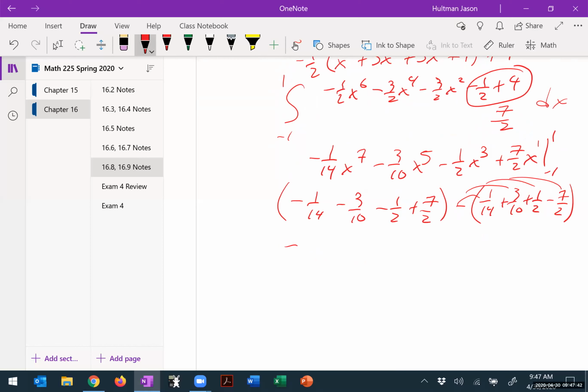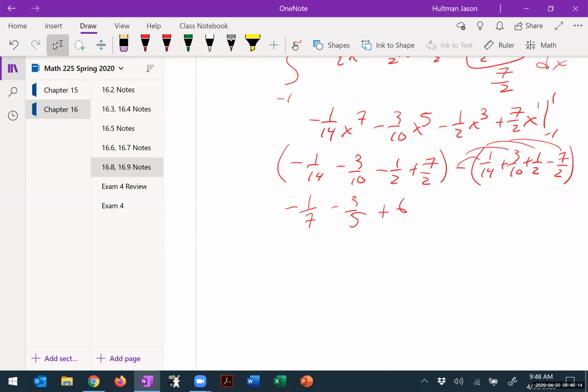So this is negative 1/14 plus negative 1/14, that's negative 2/14, which is negative 1/7. This is negative 3/10 minus 3/10, that's negative 6/10, which is negative 3/5. This is negative 1/2 plus 7/2, that's 6/2, that's going to be positive 3. So this is a positive 3. This is another positive 3. So that's positive 6.